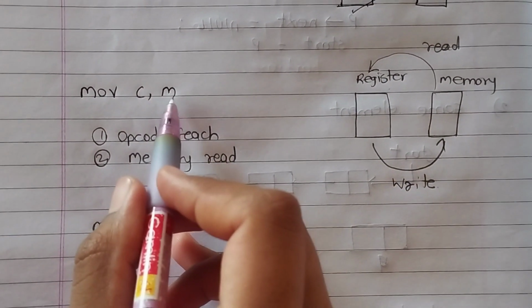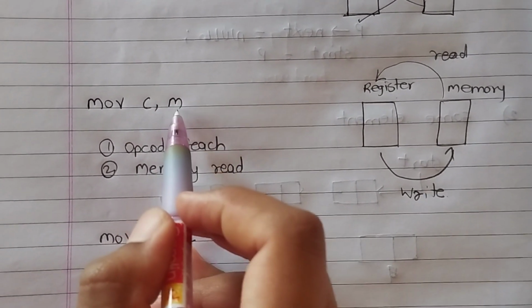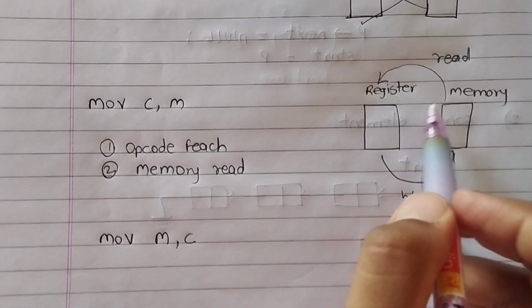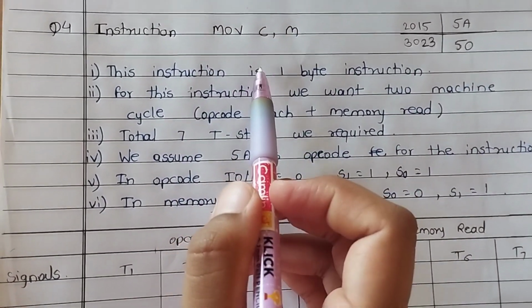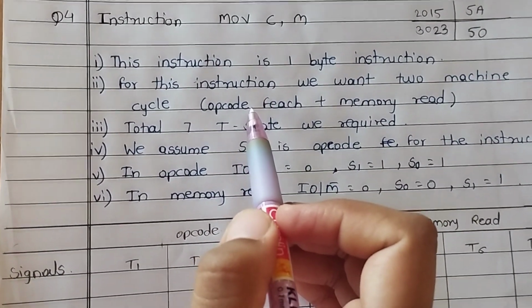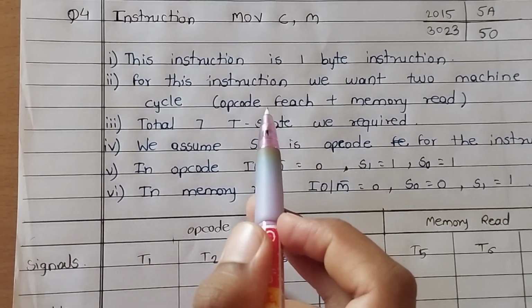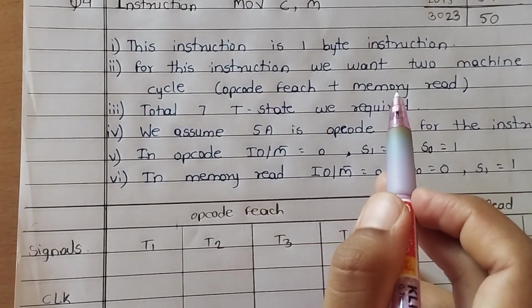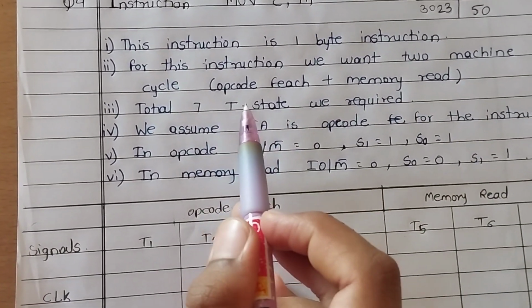So now the given instruction is move C, M, move memory's data into the register. So memory to register we travel, for that purpose we use memory read operation. The given instruction is 1 byte and we use 2 machine cycles, one is opcode fetch and second is memory read. So for that we use 7 T states, 4 T states of opcode fetch and 3 T states of the memory read.